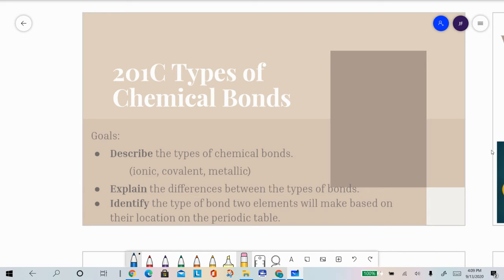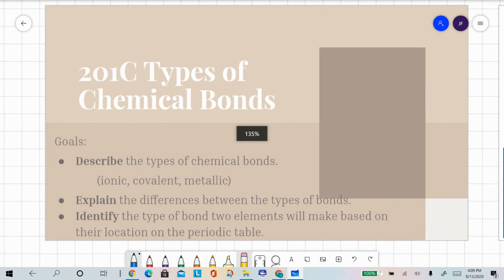Unit 2, we are going to learn about bonding elements. So in Unit 1, we talked about atoms and elements and how they are built. Now we're going to zoom out a little bit and ask, how do we put elements together to make new compounds or new substances?